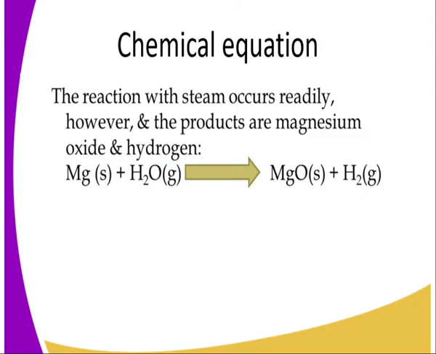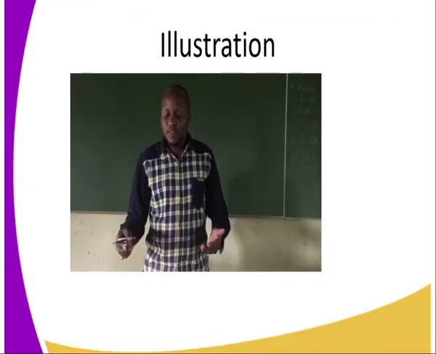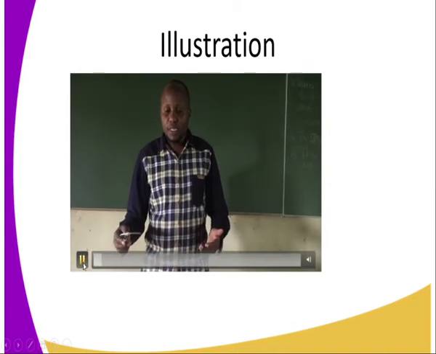The reaction is, however, very fast. According to the equation, you can see we have magnesium plus water in gaseous state, therefore steam, giving us magnesium oxide, solid state, and hydrogen gas. Now, let's look at the following illustration.